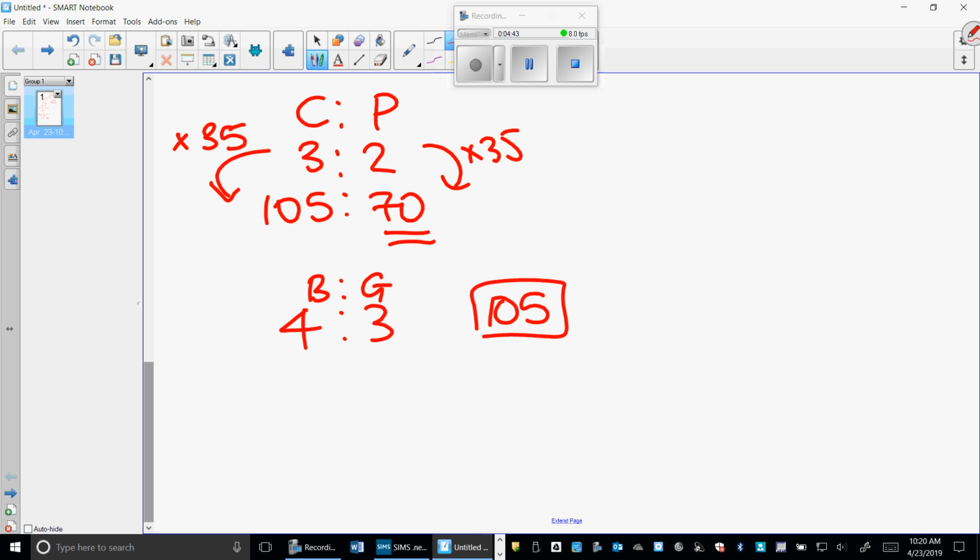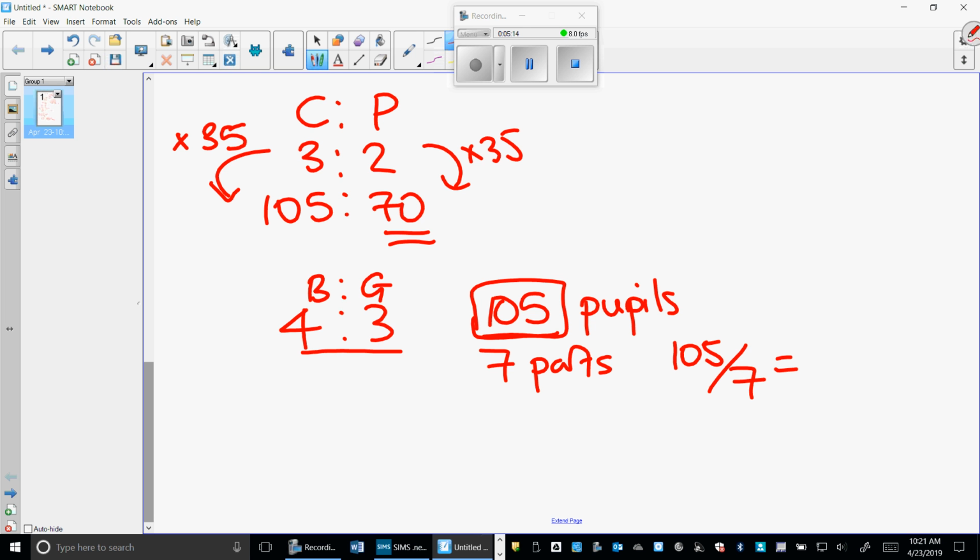So Emily, what would I do here? You multiply the... No, so we know there are 105 pupils in total, but we know that they are in the ratio of 4 to 3. Good. Why did you say 7? Good. So first of all, we know that there are 7 parts total. So we're going to do 105 divided by 7, which is 15.